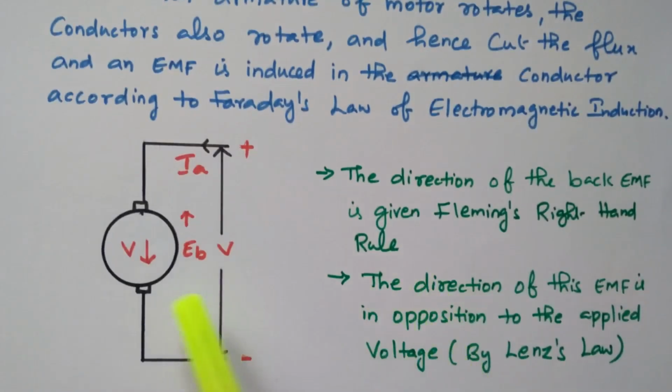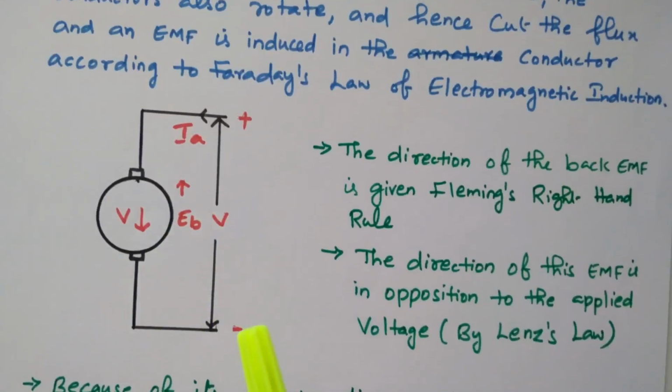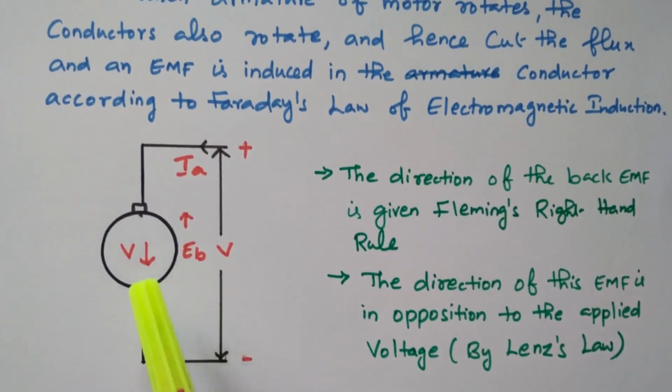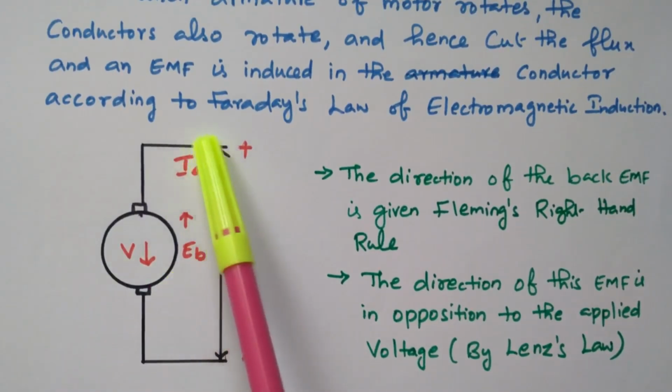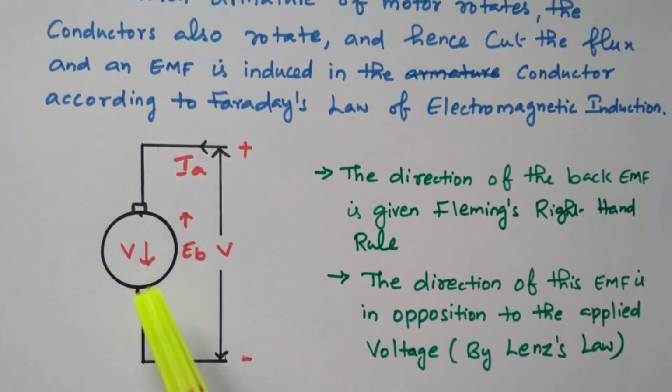Now, we will see the direction. This is the supply voltage given. The supply voltage is going in the downward direction, but the back EMF is created in the upward direction. So both are opposite to each other, right? This is the supply voltage, this is the back EMF, and this is the armature current. Because both the directions are opposite, it is called a back EMF.